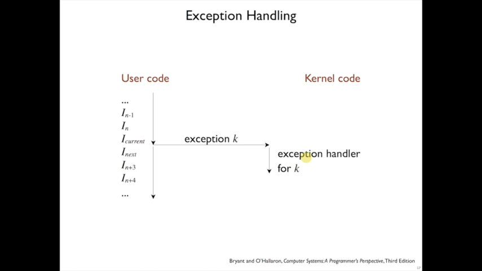Now that exception handler has some choices. It can choose to just give up, like maybe the interrupt corresponds to hardware going bad or something like that. The kernel code might recognize the exception as something it can just handle, and then it would restart the user code at the iCurrent instruction. So that's called a retry.